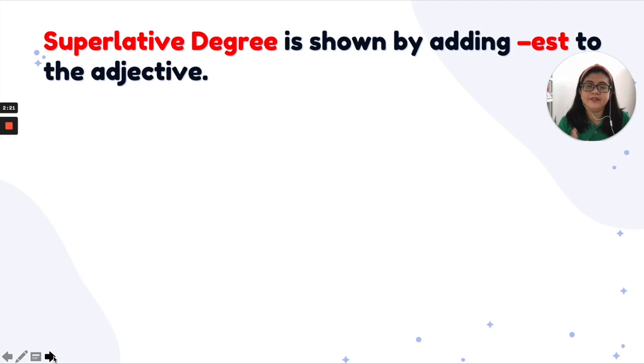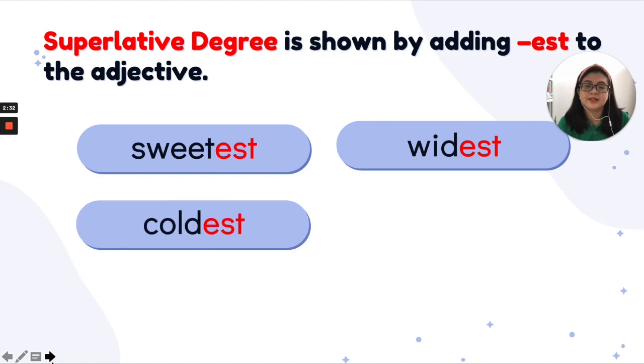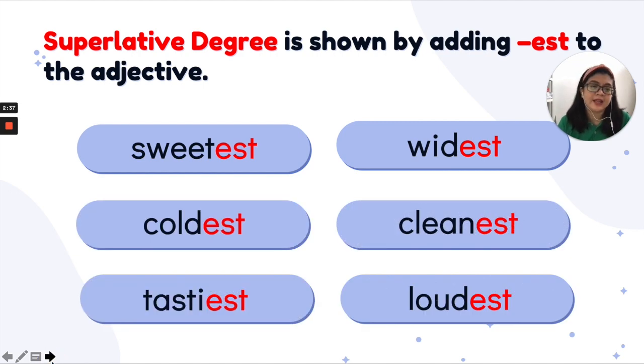Now, the superlative degree is shown by adding est to the adjective. So, sweetest. Remember a while ago for comparative, we have sweeter. Now we have sweetest, widest, coldest, cleanest, tastiest, and loudest. So you just have to add est at the end of the word.